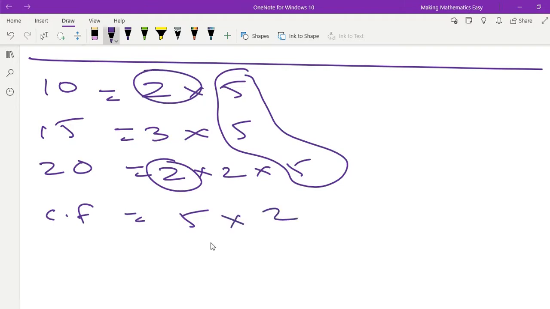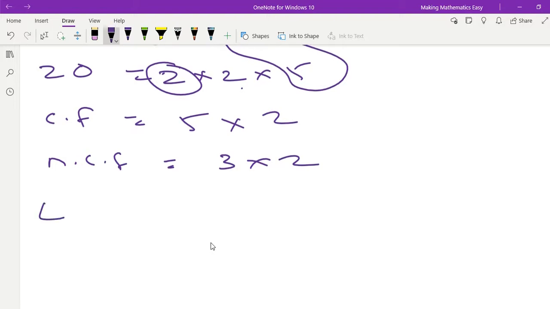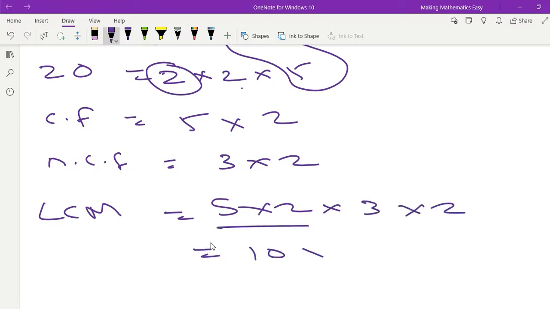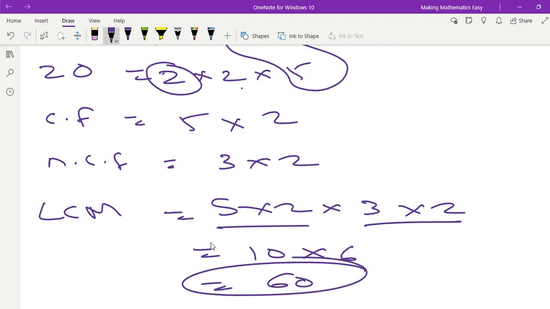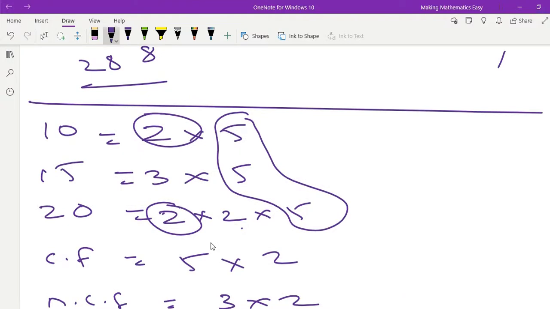So this 2 also you can take in the common factor because it is common in both. Okay, then the remaining numbers will come into the non-common factor, which is this 3 and this 2. Okay, now when you need to find out the LCM, you need to multiply common factor multiplied by non-common factor. So this is 5 2s are 10, 3 2s are 6, so this is 60, and this is your LCM for 10, 15 and 20.